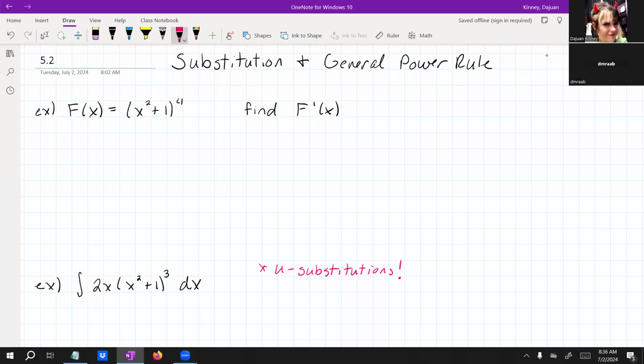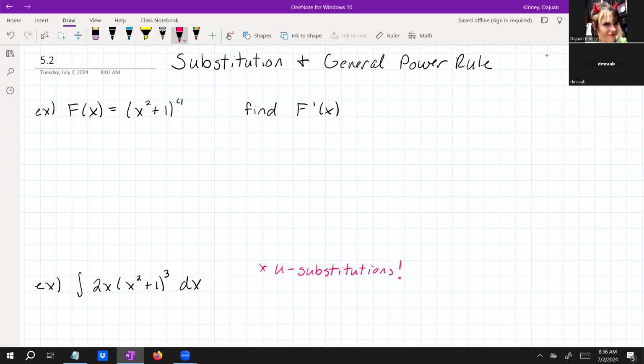Welcome to 5-2, substitution and general power rule. General power rule we've kind of dealt with already, but we'll play with this within the realm of substitution. So I always like to start these with taking a derivative because we're doing that whole process backwards. So it helps to think, okay, if I were to do the forward of this, the regular, what does that look like?